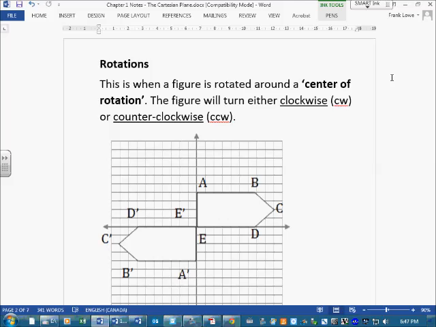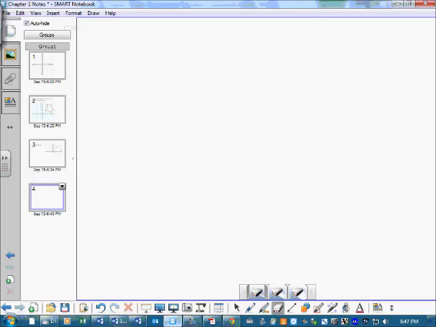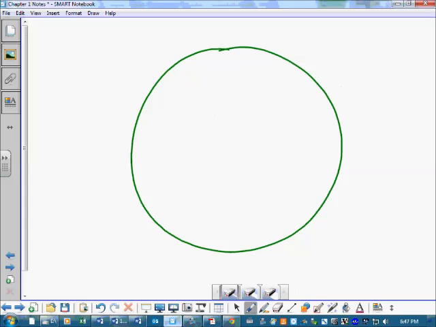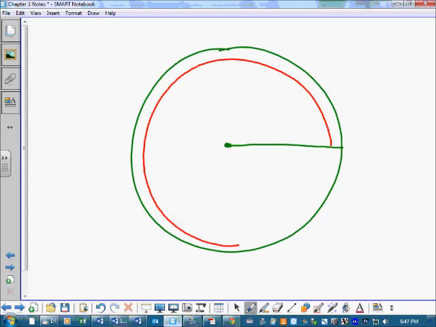Now I might come back to this one, but let's just look at this right here. Okay, so I'm going to draw a perfect circle. Yeah, that's pretty good, actually. Okay, now let's go through the degrees in a circle. Let's start with a full circle. How many degrees in a full circle? If you spun around in a complete circle, how many degrees is that?